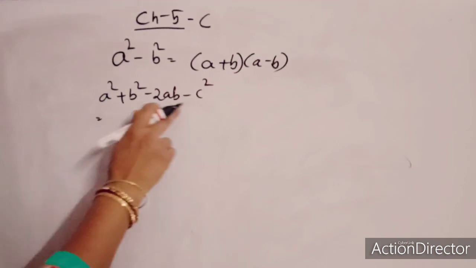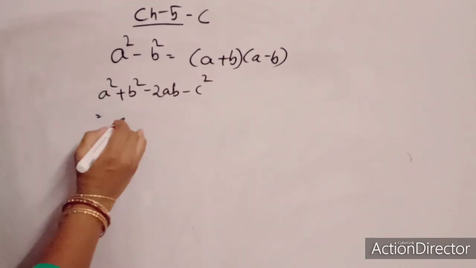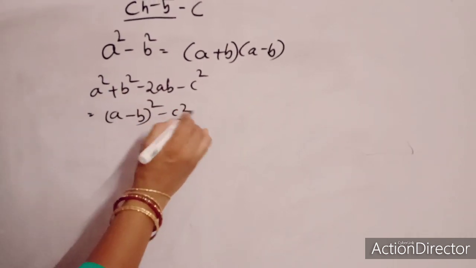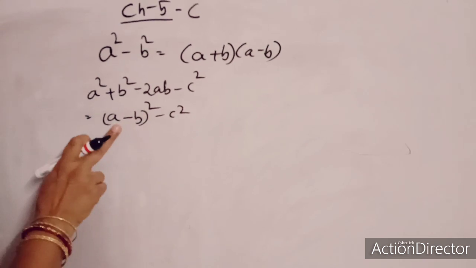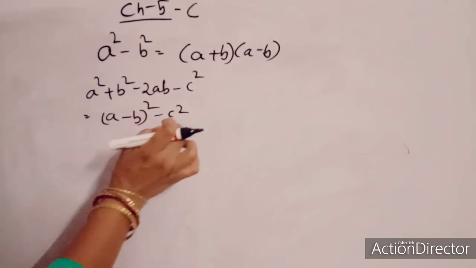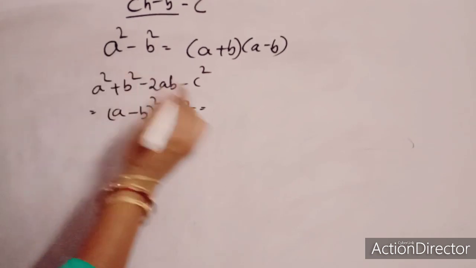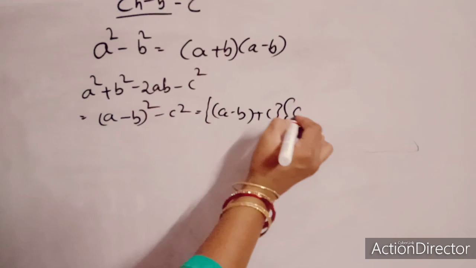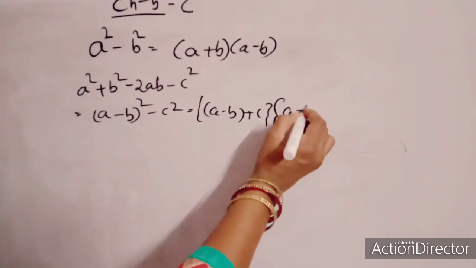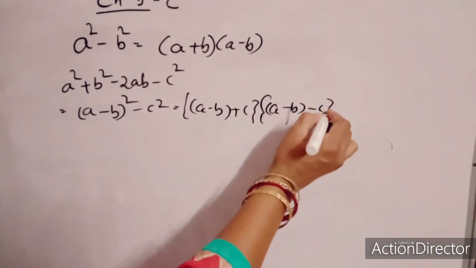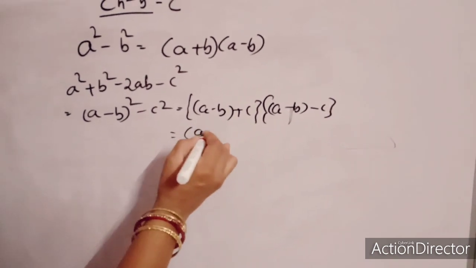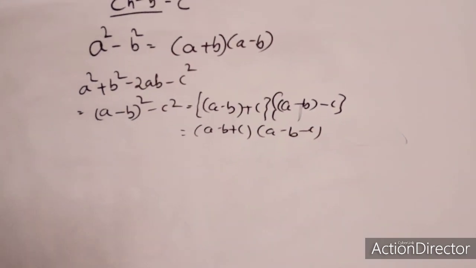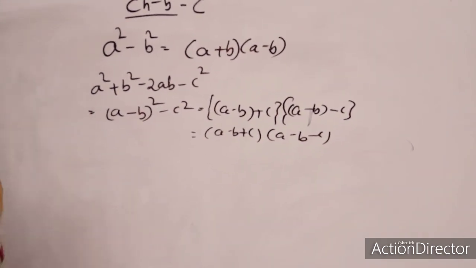So you have to arrange it in the form of a square minus b square. So this one is a minus b whole square minus c square. Then you can get this. This is a square number and this is a square number. Now you can apply the rule: a minus b plus c, a minus b minus c. Now you got the factors a minus b plus c and a minus b minus c. These are the two factors. I think you are understanding the theory.